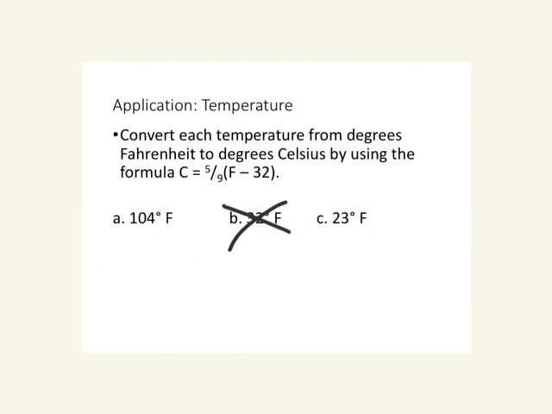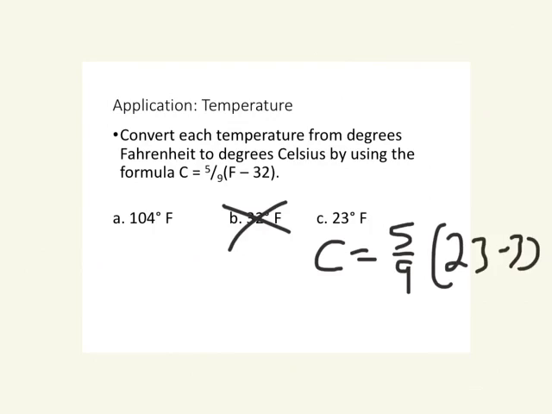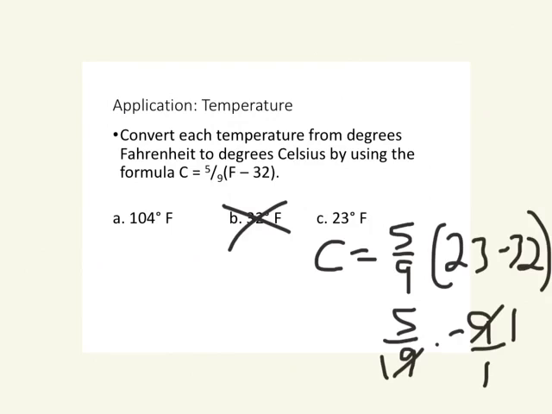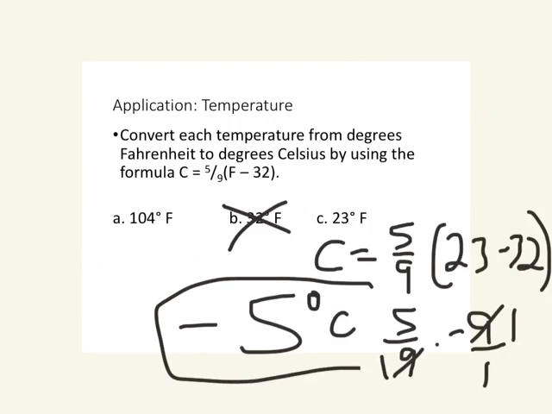Alright, the last example we're going to get rid of B here. We're just going to do C to end things today. To end things with C here, what we're going to do is we're going to go ahead once again and take our formula and plug in our degree Fahrenheit, which is 23. Then I would do the math here. 23 minus 32 in parentheses comes out to be a negative 9. And then 5/9 times negative 9, I could cancel the 9s to be 1s. And that would multiply across to be negative 5 degrees Celsius. So if it was 23 degrees Fahrenheit, it would be negative 5 degrees Celsius.